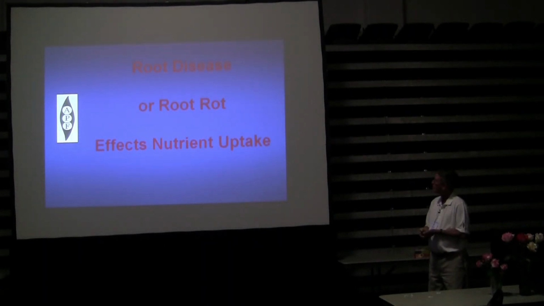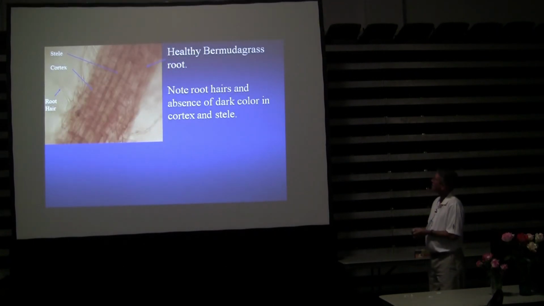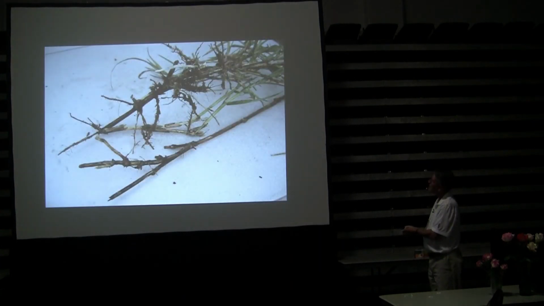All right, root disease. Of my complaints where nutrients are not taken up, it's usually a root disease. Whenever the plant is not healthy, whether it's heat, stress, whatever, the roots get leaky and the fungus gets in there. All right, so this is in a grass, healthy Bermuda grass. There's a steel and cortex. And whenever you have a fungus infection like the GGG, it infects in there. And that's what Bermuda grass looks like, or this is coastal.